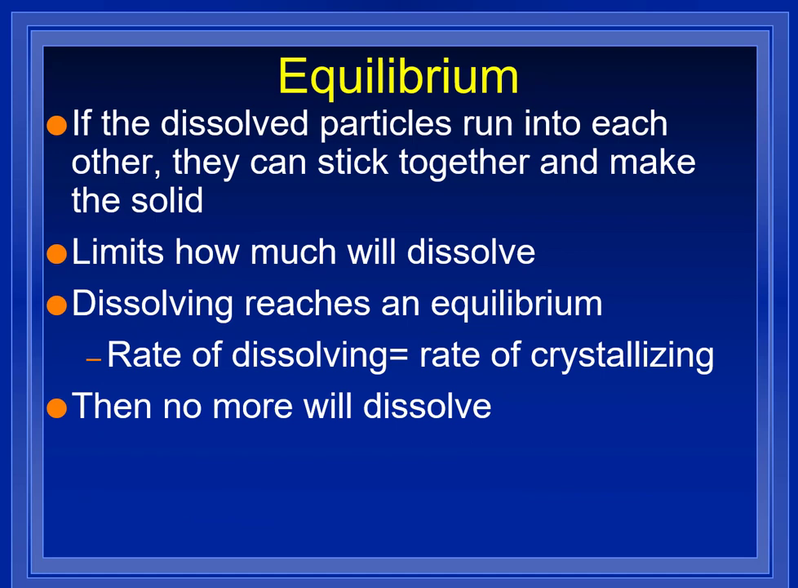So, equilibrium is rate of dissolving equals rate of crystallization. That's what happens at equilibrium. So that's why there's a limit to how much you can dissolve. Because as you get near that limit, it starts undissolving really fast.